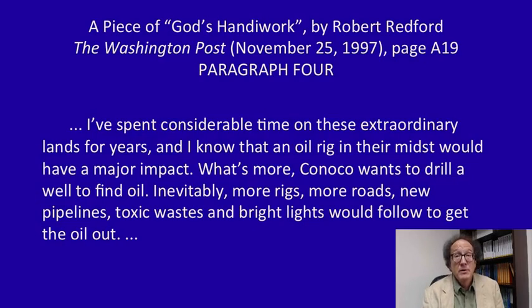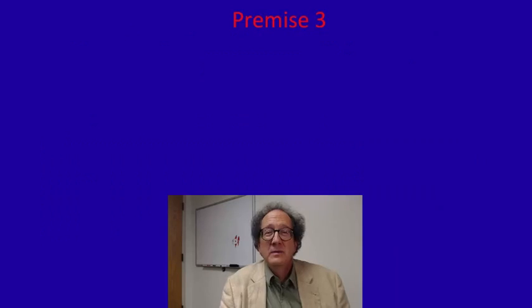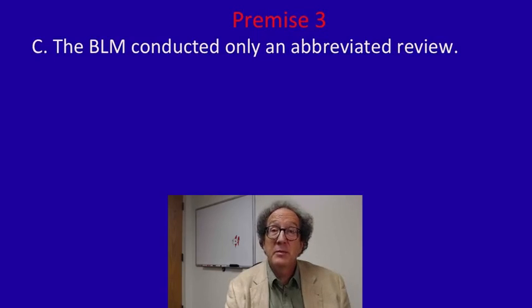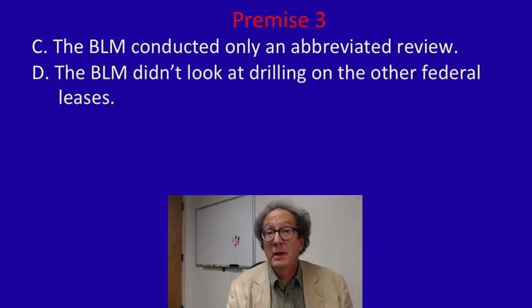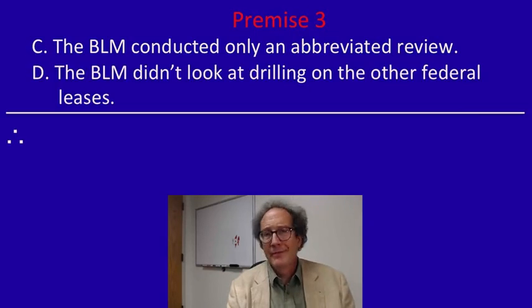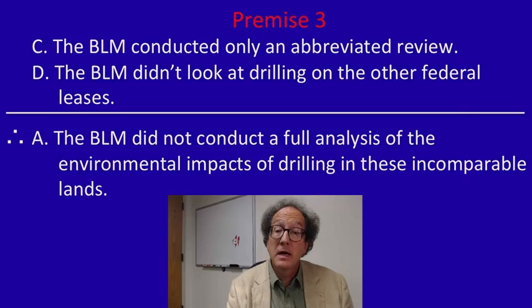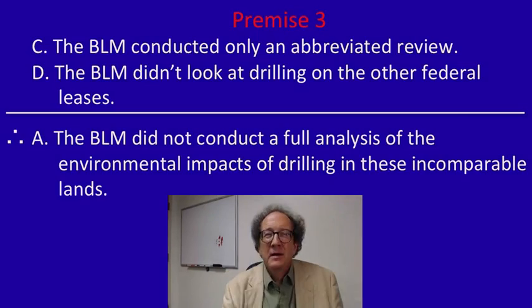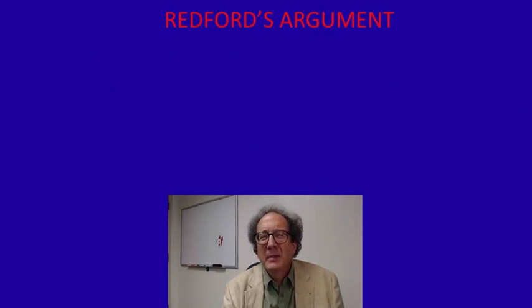I'm, of course, not agreeing with this. It might be true or it might not. My point is that this is the structure of Redford's own claims that make up his own argument. So there are two separate ways in which the review failed to be full. The first is that the BLM conducted only an abbreviated review in the sense that they didn't look carefully at this particular site itself. And the second is that the BLM didn't look at drilling at other places. Therefore, the conclusion is the BLM did not conduct a full analysis. That seems to be what Redford's saying in this particular sentence. Now let's bring it all together and clean it up a little bit in the process.